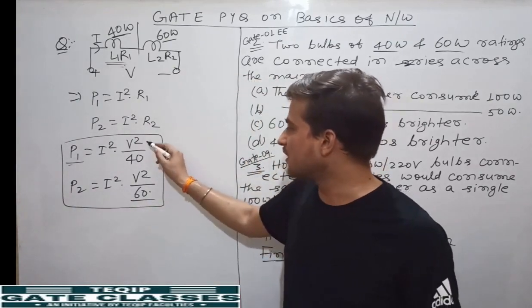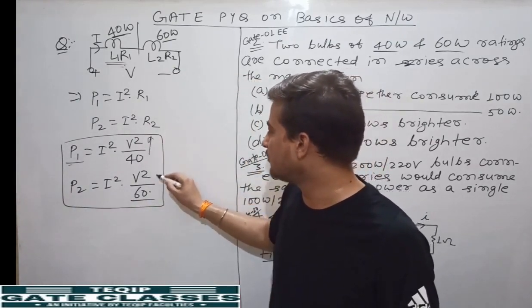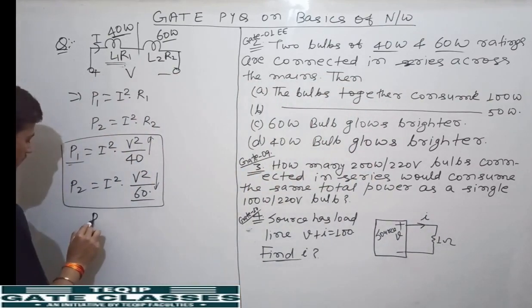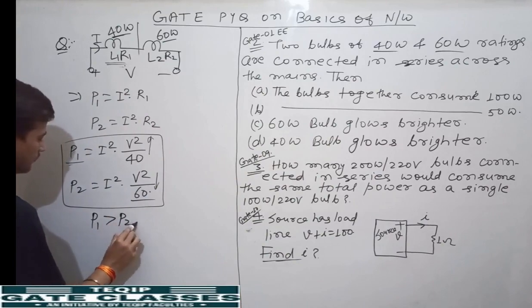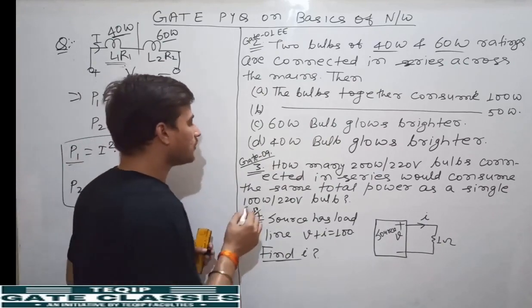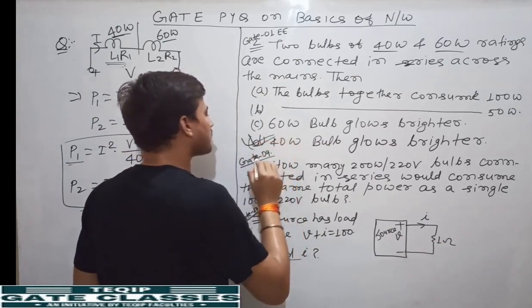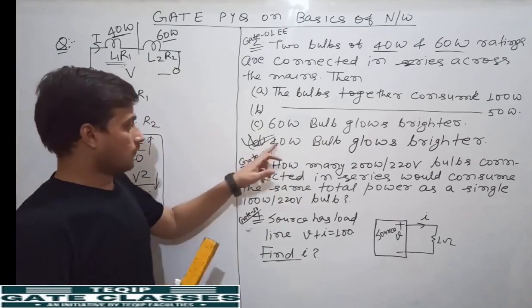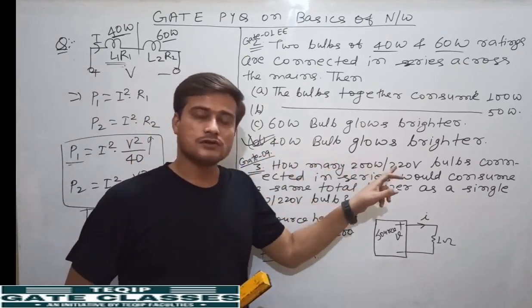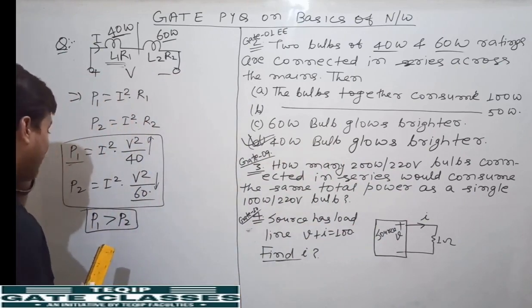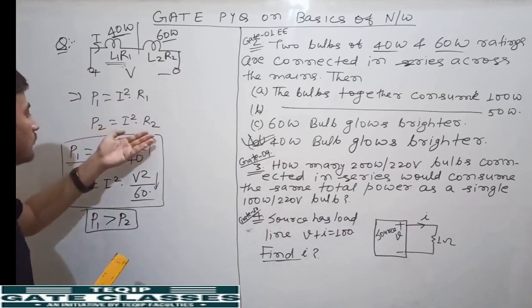It means you can say P1 is greater than P2. That means you can say that the 40 watt bulb glows brighter. This is a very important question, a very important concept to remember. The 40 watt bulb glows brighter. Clear? Next, I am giving you one task.